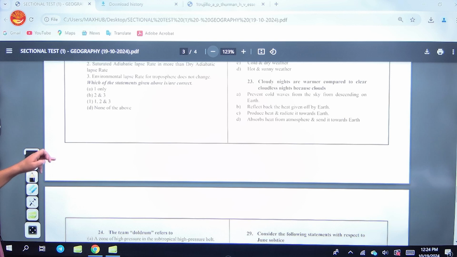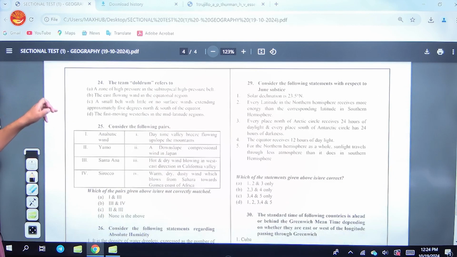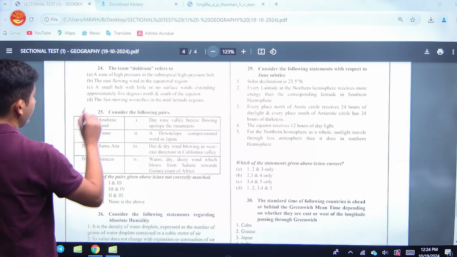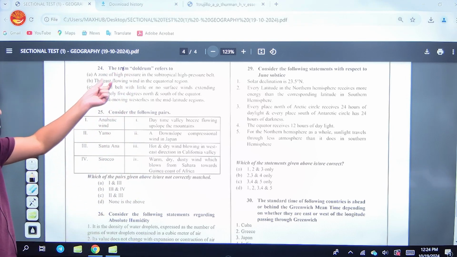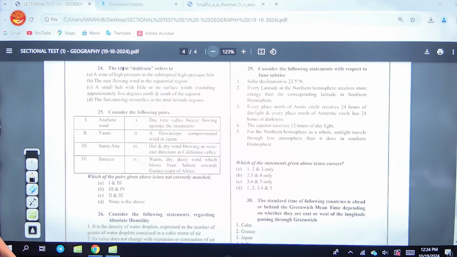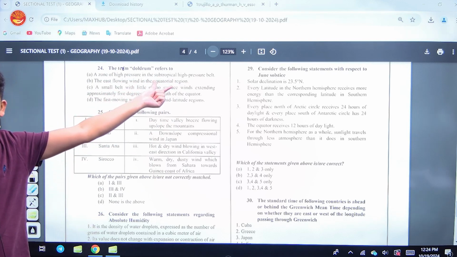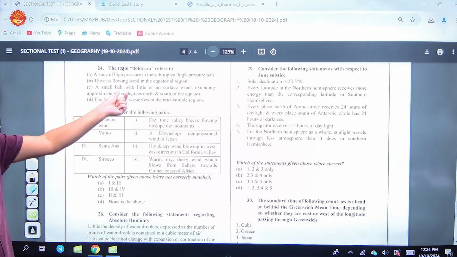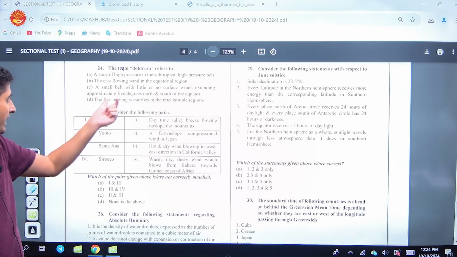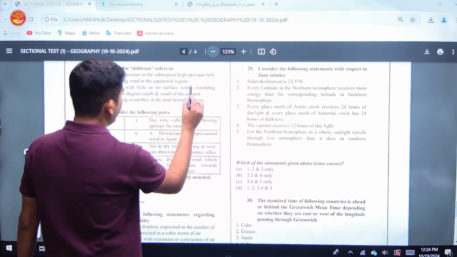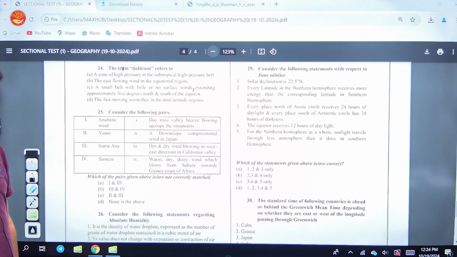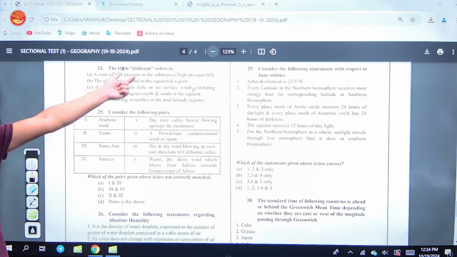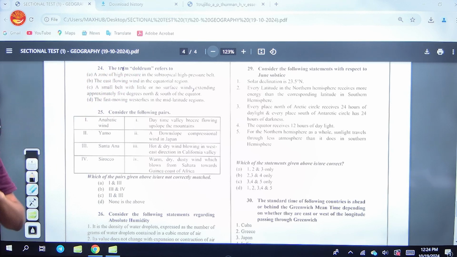The term is doldrums, look at this, small things go wrong. The term doldrum refers to a zone of high pressure in the subtropical high pressure belt, the east flowing wind in the equatorial region, a small belt with little or no surface winds extending approximately 5 degrees north and south of the equator, or the fast moving westerlies in the mid latitude regions. What is doldrum? Doldrum is that particular region in the tropical zone where there are very light winds.